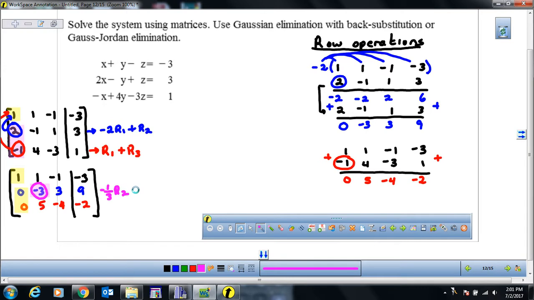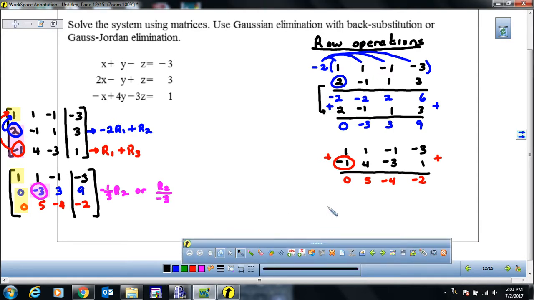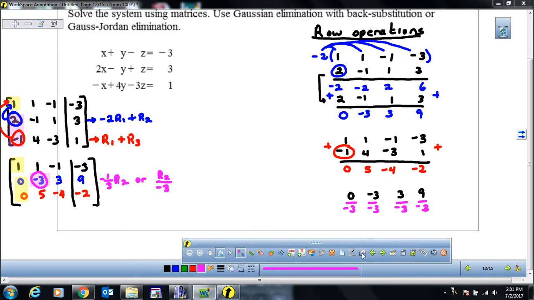But if I multiply by negative 1/3, just keep in mind, that is the same thing as dividing row 2 by negative 3. So if I just say divide the whole row by that same number, that's exactly the same thing as multiplying by the reciprocal. Okay, so let's go ahead and do that operation. 0, negative 3, 3, and 9. So all I'm going to do is divide everything by negative 3. Or if you want to say it as multiplied by negative 1/3, it's going to be the exact same thing.